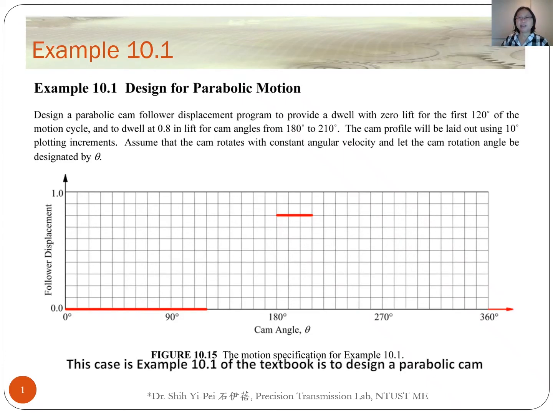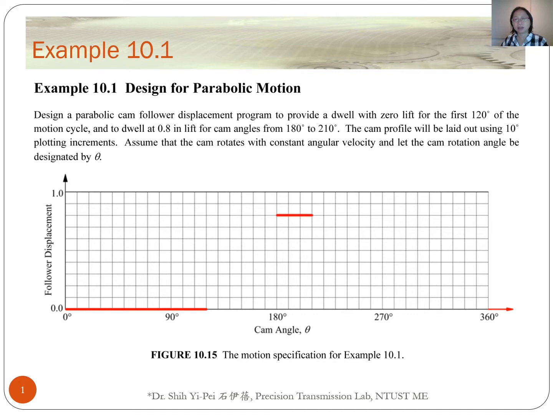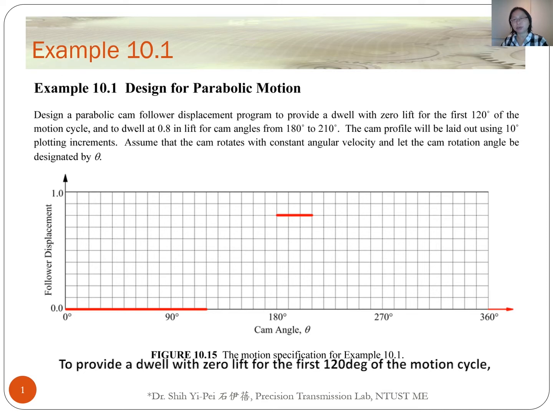This case is example 10.1 of the textbook: to design a parabolic cam follower displacement to provide a dwell with zero lift for the first 120 degrees of the motion circle, and to dwell at 0.8 inch of lift for the cam angles from 180 degrees to 210 degrees.